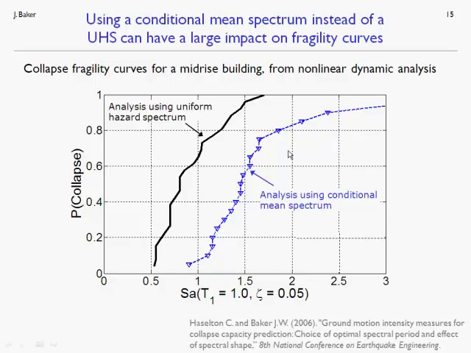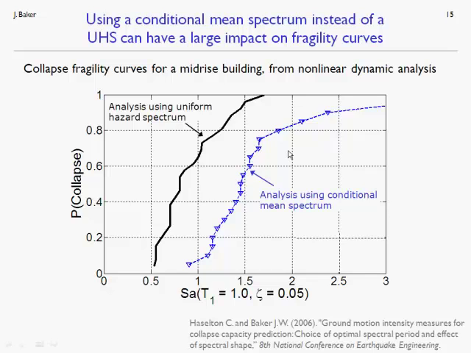Then at those same spectral acceleration amplitudes, rather than choosing ground motions to match the uniform hazard spectrum, we chose ground motions to match the conditional mean spectrum. And then we did the same structural analysis with those new ground motions, counted the probabilities of collapse, and got the blue curve. And what we see is that for a given spectral acceleration level, there's much lower probabilities of collapse when using ground motions selected to match the conditional mean spectrum.